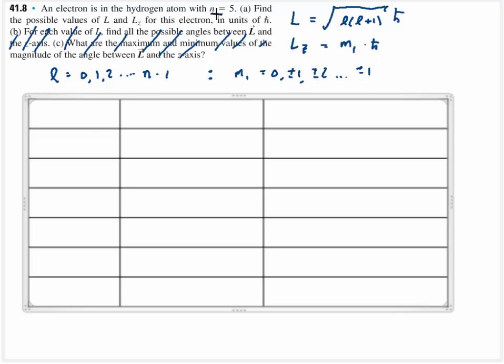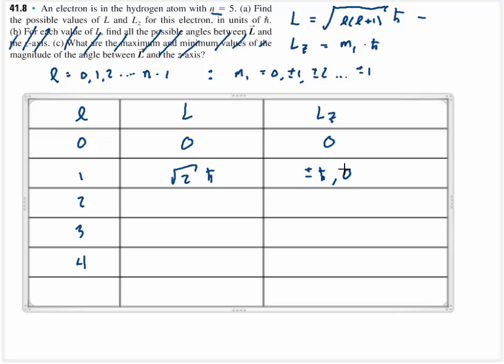So if we have the n equal 5 state, the possible values for L are going to be equal to 0, 1, 2, 3, and 4. The values for L and L sub z, well, let's go ahead and fill these out. If L is equal to 0, then we're going to have 0 and 0 inside of this table. For L equal to 1, we're going to have the square root of 2 multiplied by h bar. We'll just plug those in right up there. And the values for L sub z are going to be plus and minus h bar as well as 0.